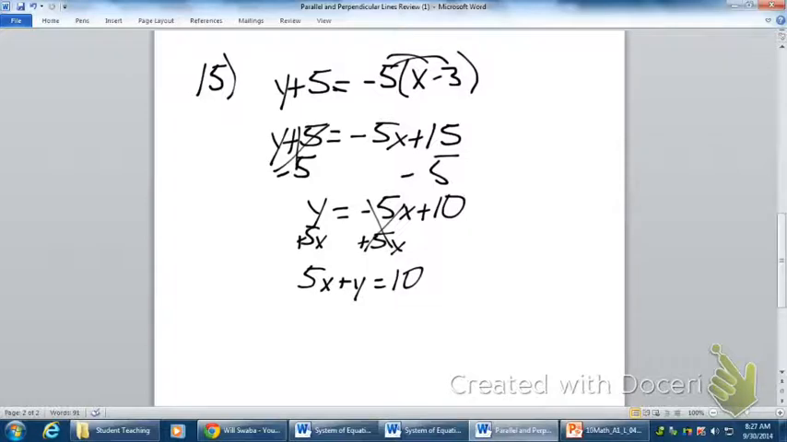Now, Cameron, am I done? No, because you gotta get 5x plus y is equal to 10. Am I done? First of all, is the x positive? Yeah. Okay, are there any fractions? No. So we're done. That's number 15.